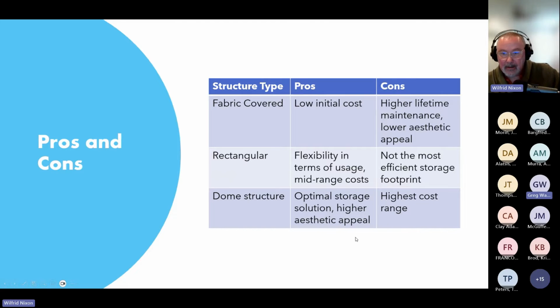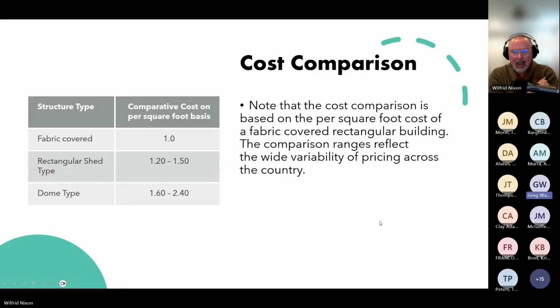Okay, let's see. When it comes to cost, based on the literature, and bear in mind the literature is, of course, over a number of years, so it's not a snapshot of how things are today, nor is it a snapshot of how things are across the country, but the data from the literature review suggests that if you take your fabric covered structure as your basis on a per square foot basis, then the rectangular shed type is going to be between 20 and 50% more expensive, and the dome type would be between 60 and 140% more expensive.